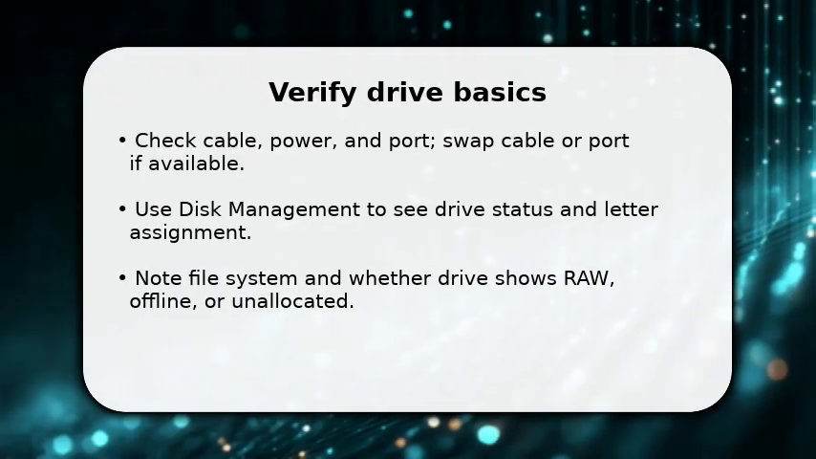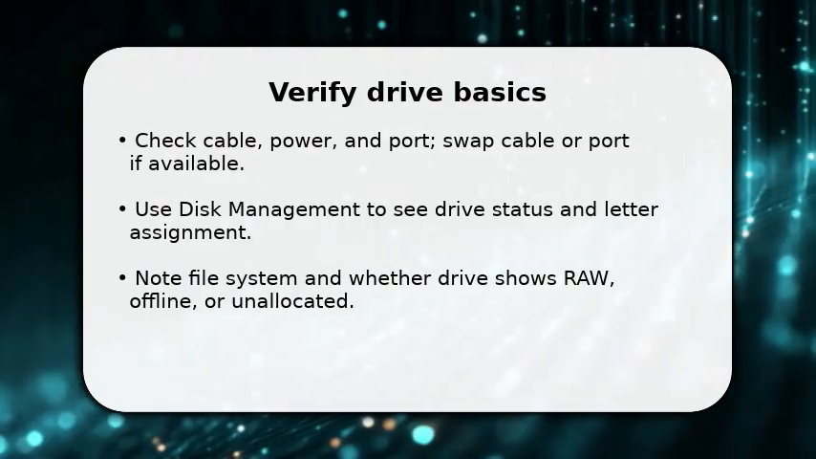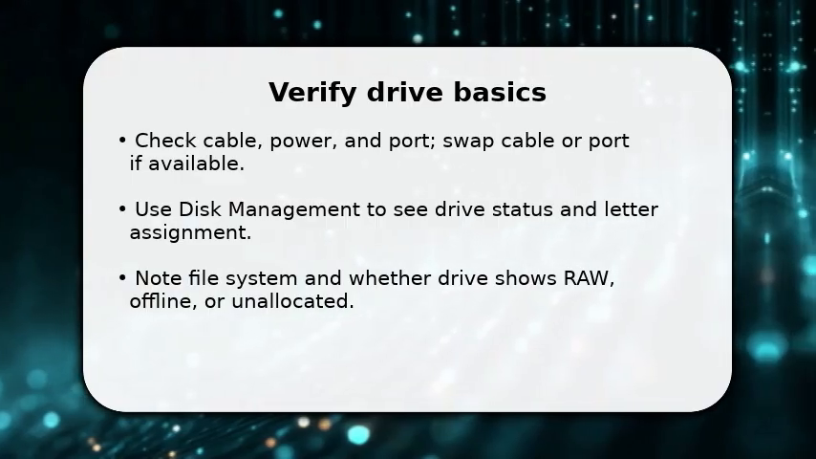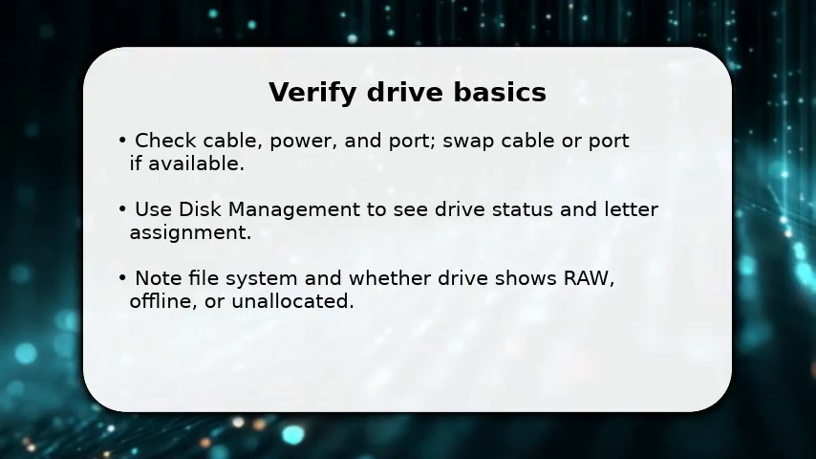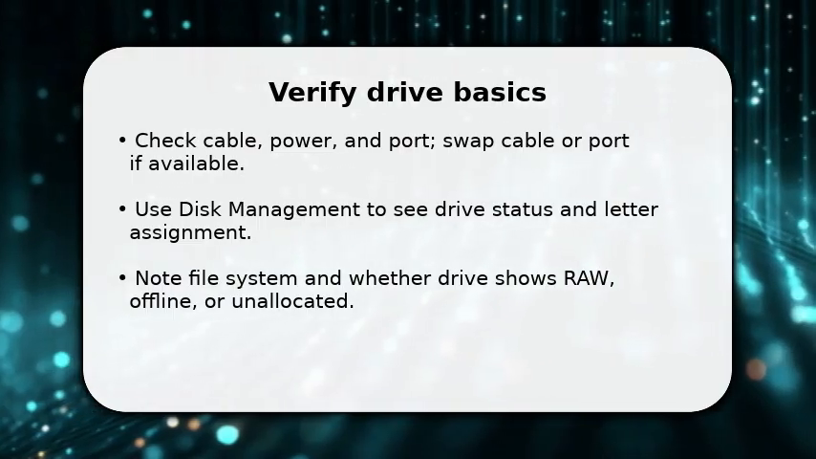You start by confirming hardware and OS visibility. Physically reseat the drive, try a different cable or port, and confirm power. Then open Disk Management. Make sure the drive appears, note its letter, and record whether it reports RAW, unallocated, or offline. Once done, make a clear decision path.